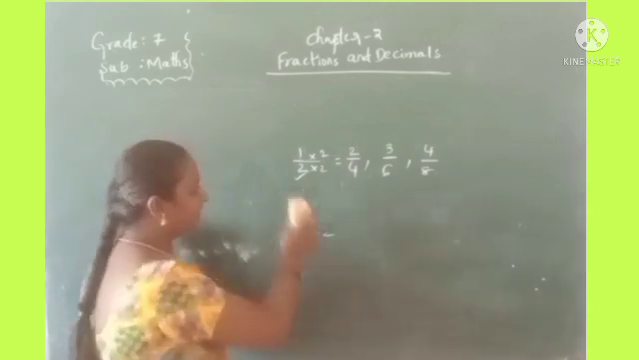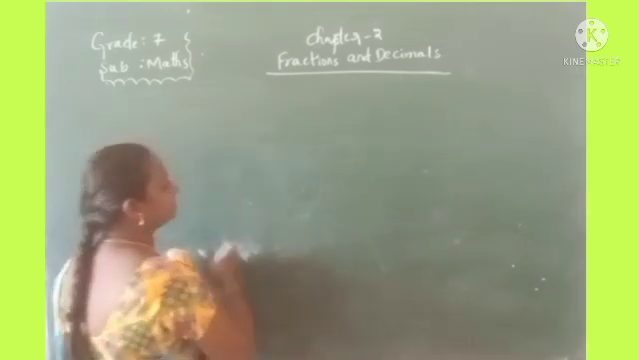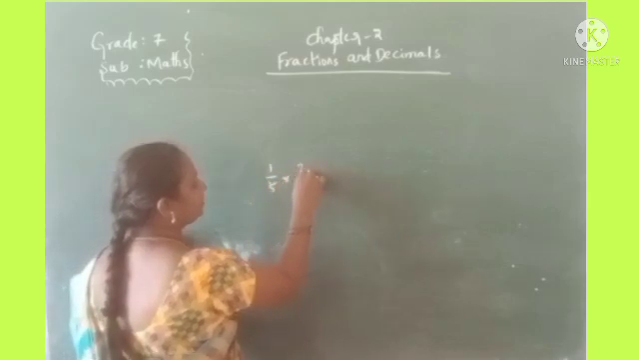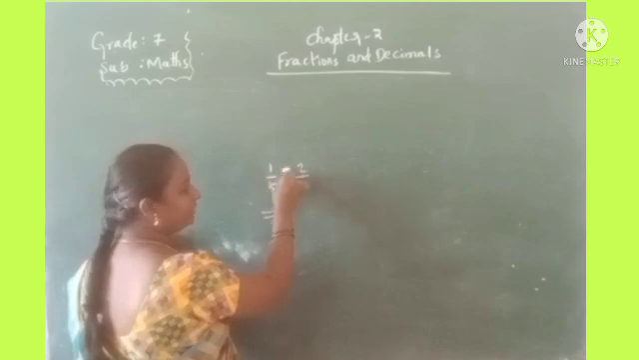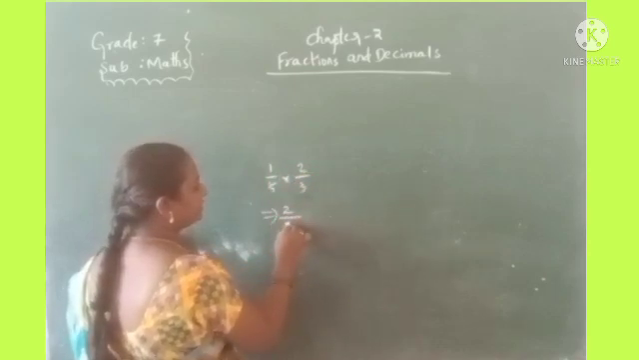And you will learn the multiplication of fractions. That is 1 by 5 into 2 by 3. How to multiply these two fractions? Multiply only the numerators and the denominators. That is 2 by 5 threes are 15.